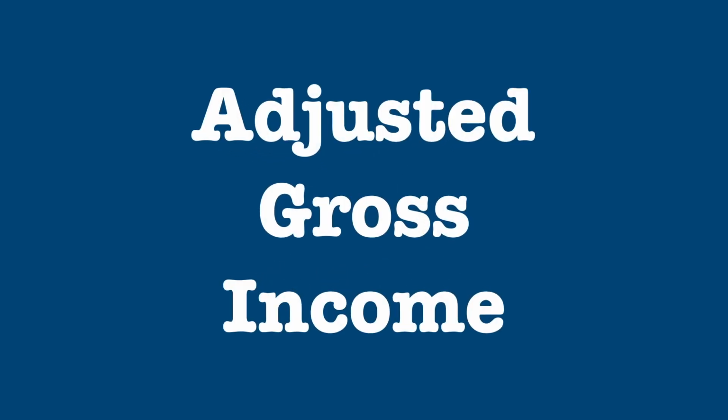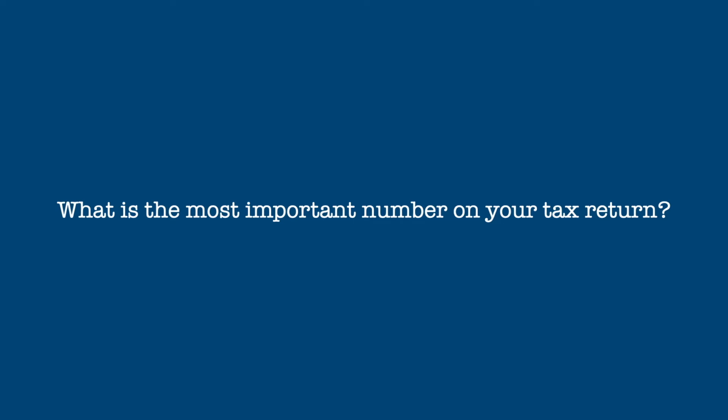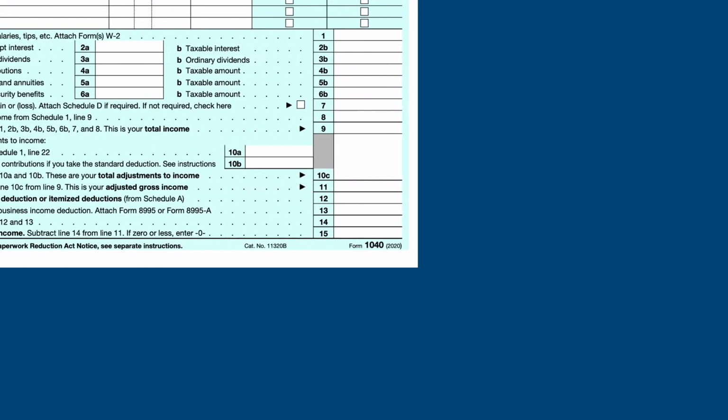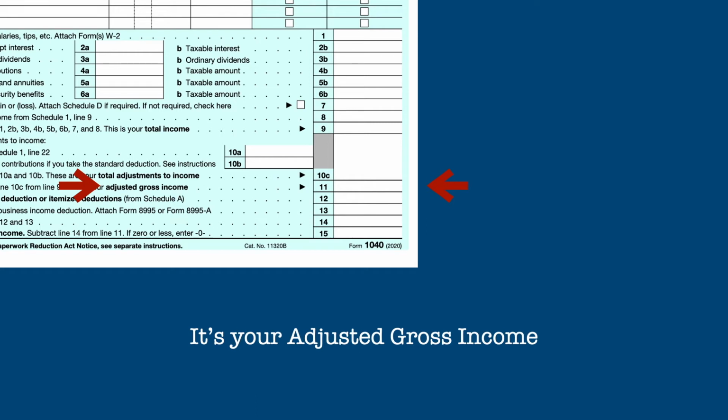Today we ask the question, what is adjusted gross income? If you ask most people what is the most important number on their tax returns, the vast majority will say, my refund, or if they're less fortunate, what I owe. Sorry folks, arguably the most important number on your tax return sits on line 11 of page 1 of your 1040. This is your adjusted gross income.